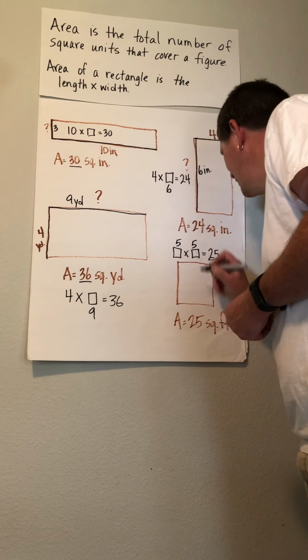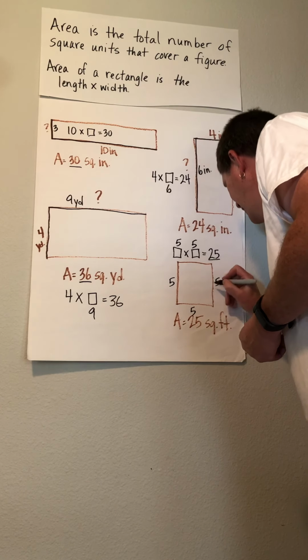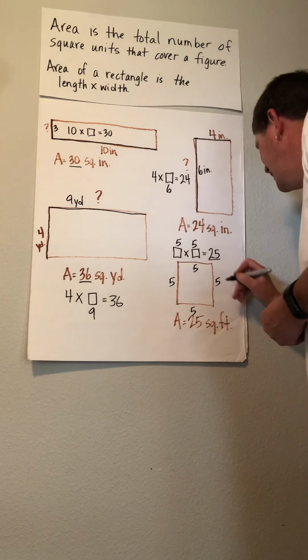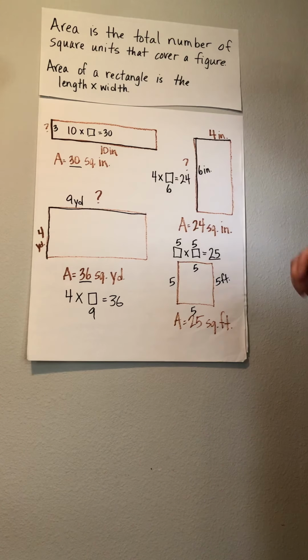Therefore, each side of this square is 5 feet. Okay, that's it. We are done with today's math lesson.